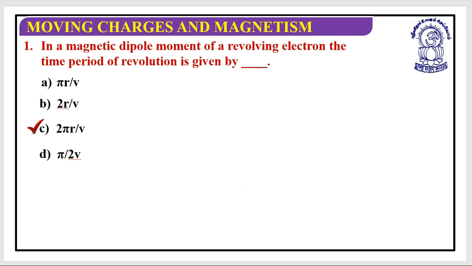Let's have one of the questions. It says: in the magnetic dipole moment of a revolving electron, the time period is T = 2πr by v. That's it, this is the answer. You got it, great. Is it clear? Ready for the question?